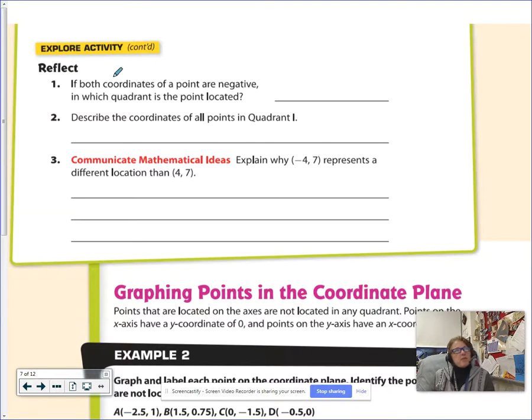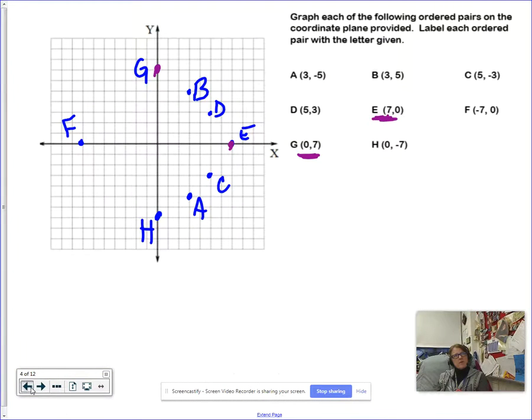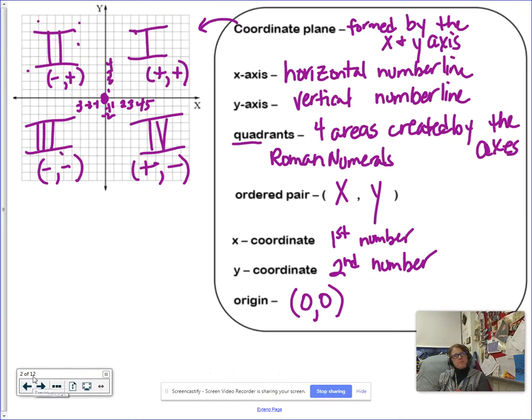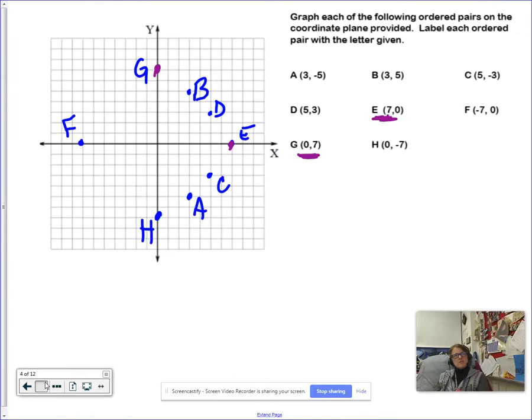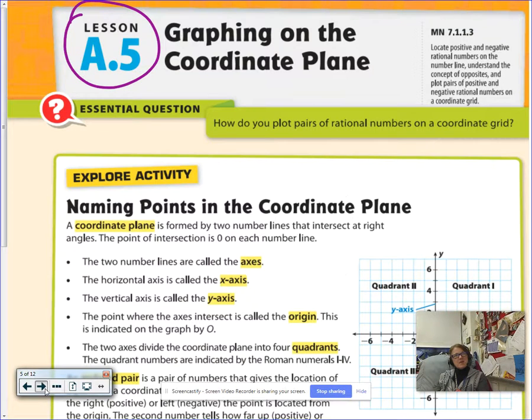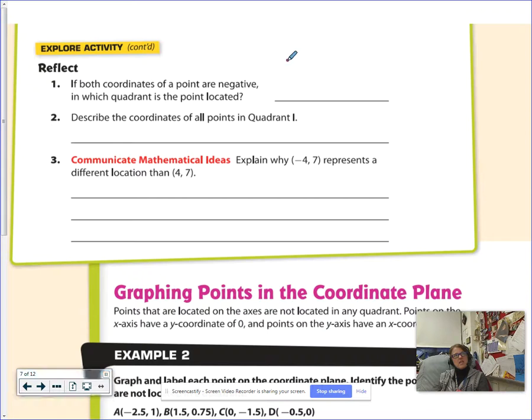It says, if both coordinates of a point are negative, what quadrant is the point located? So think about that for a little bit. Go back and look at our first one up here. If both values are negative, that appears to me to be quadrant number 3. Describe the coordinates of all the points in quadrant 1. Both are positive numbers.